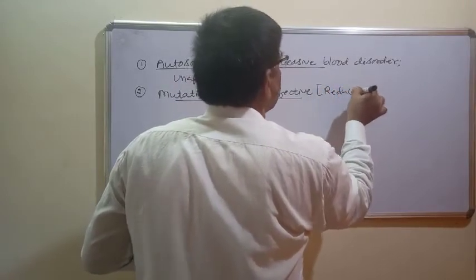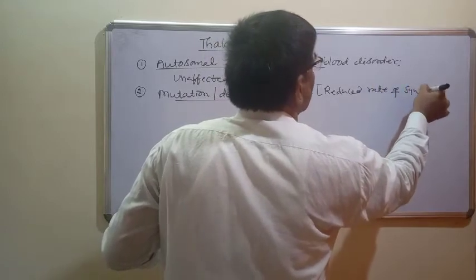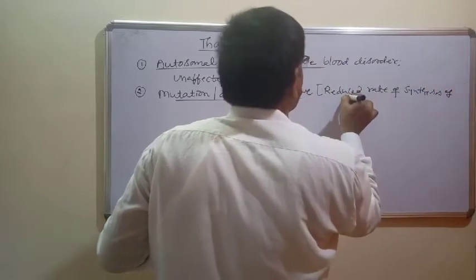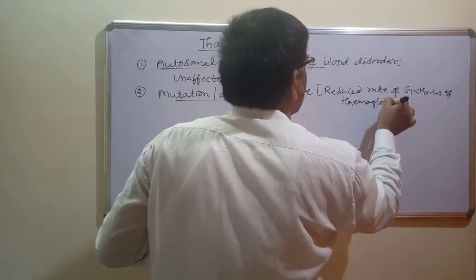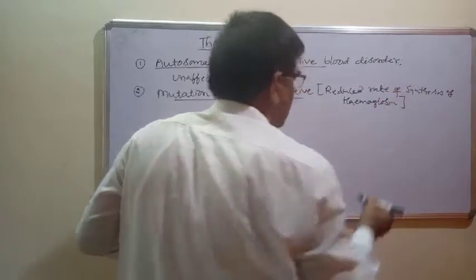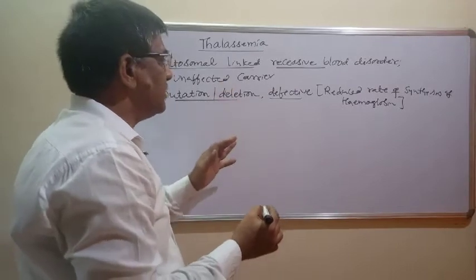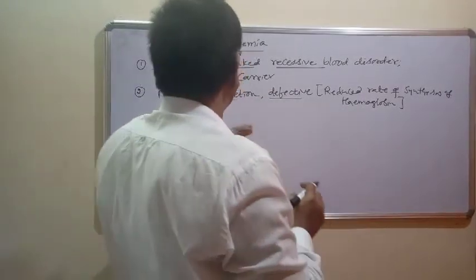Reduced rate of synthesis of hemoglobin takes place, or of the globin chain. So now here you have to understand certain important ideas which are present in this.